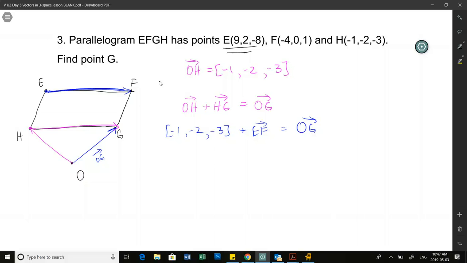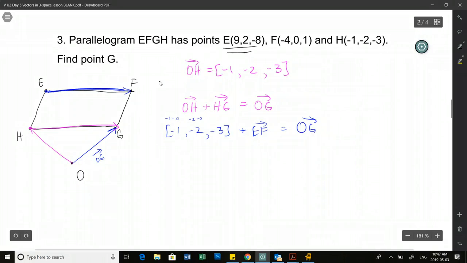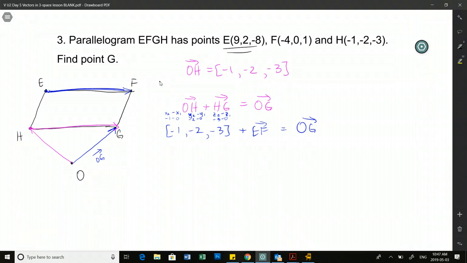No, like I know that, but like how you get -1, -2. Well, if I'm trying to find a vector here, this is saying it's starting at the origin and ending at H. I'm doing like x2 minus x1. So it's like -1 minus 0, -2 minus 0, and -3 minus 0. So that's kind of how we find it. It's like x2 minus x1, y2 minus y1, and z2 minus z1. Okay, maybe it will clarify for you when we find vector EF.